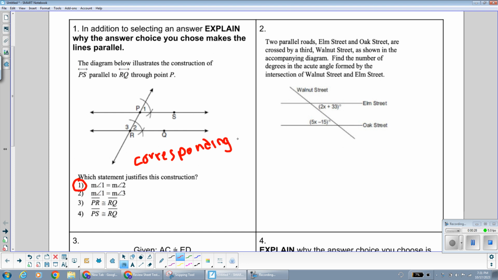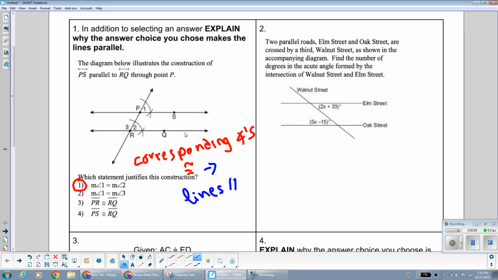And we talked about in class how showing that corresponding angles are congruent is one way of showing that lines are parallel. If corresponding angles are congruent, then that means the two lines are in fact parallel to each other. That's not the only way to create parallel lines, but that's the way that we did in class, creating congruent corresponding angles to make lines parallel. But once again, that is not the only way.